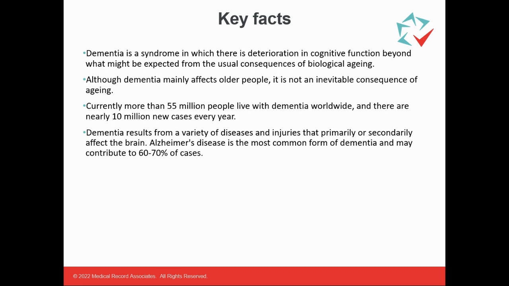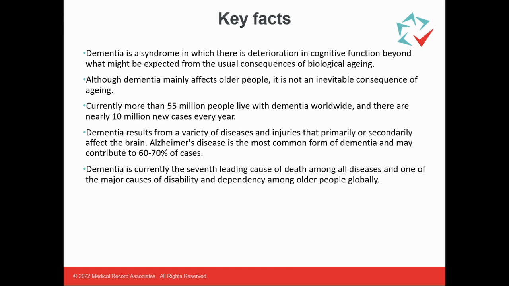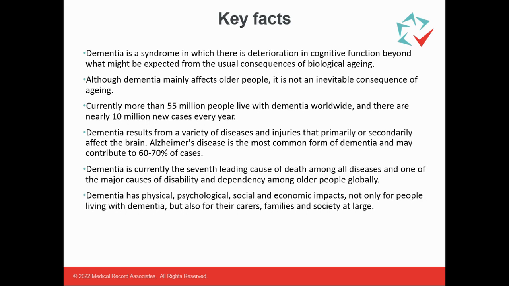Dementia results from a variety of diseases and injuries that primarily or secondarily affect the brain. Alzheimer's disease is the most common form of dementia and may contribute to 60 to 70% of cases. Dementia is currently the 7th leading cause of death among all diseases and one of the major causes of disability and dependency among older people globally. Dementia has physical, psychological, social, and economic impacts, not only for people living with dementia, but also for their caregivers, families, and society at large.